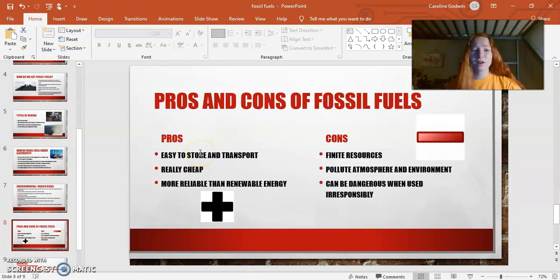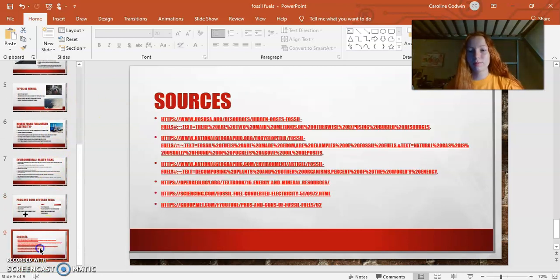So, what are the pros and cons of fossil fuels? The pros are that it is easy to store and transport, it's really cheap, and is more reliable than renewable energy. The cons, however, are that it is limited. It is a finite resource. It pollutes the atmosphere and the environment, and it can be dangerous when used irresponsibly.